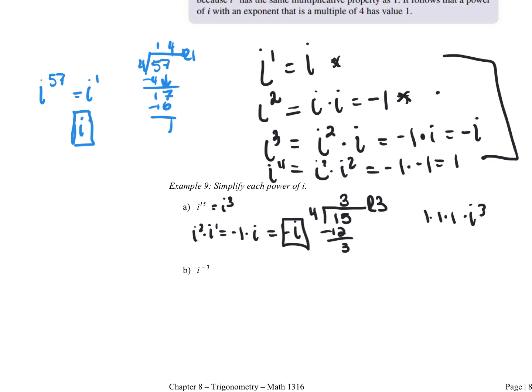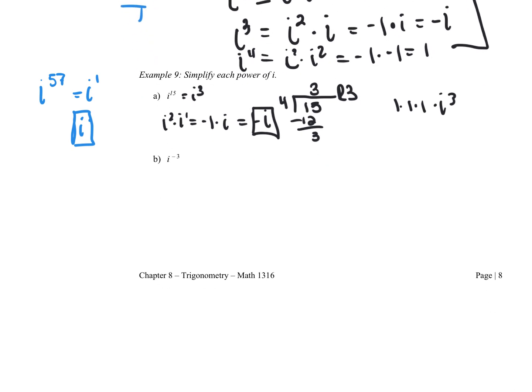Okay, let's try letter B. There's lots of different ways to do letter B. I don't super love the way your book does it, so I'm going to do it the way that I think you would think about it. So negative exponents make me drop that thing down to the bottom. So this is the same thing as 1 over i cubed. I can't leave i on the bottom because it is a root thing. So I'm going to multiply by what I'm missing.